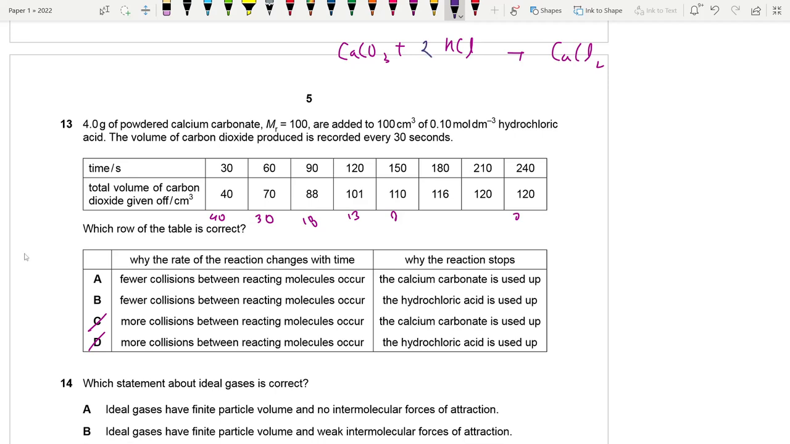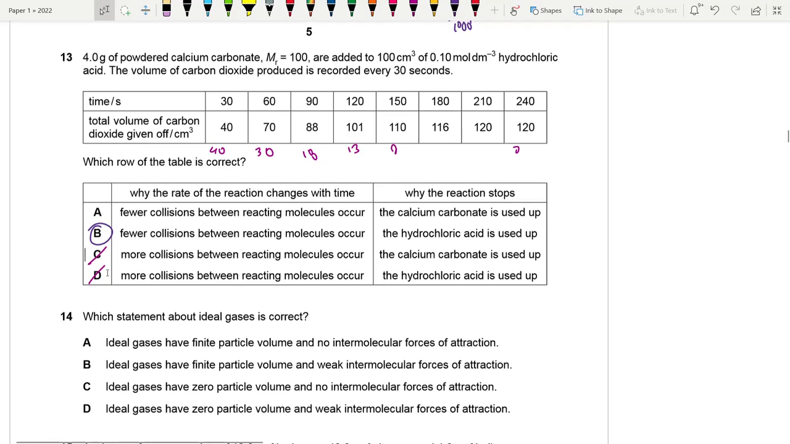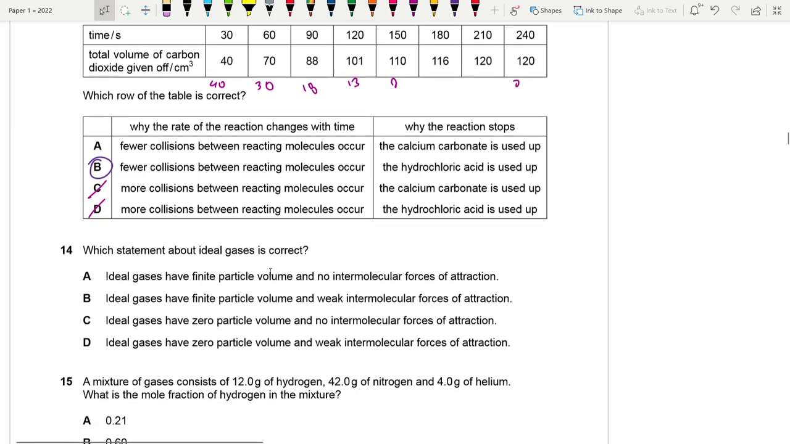So this has a mass of 4 grams. 4 by 100, mass by Mr, is 0.04 moles. What about HCl? It's 100 by 1000 into 0.1, so that's 0.01. Okay, 0.01. So clearly, guys, look at the limiting reagent. For 0.04 calcium carbonate, we're supposed to have 0.08 HCl, but we're lacking there. So HCl is actually the limiting reagent, so HCl is being used up. We have excess calcium carbonate.